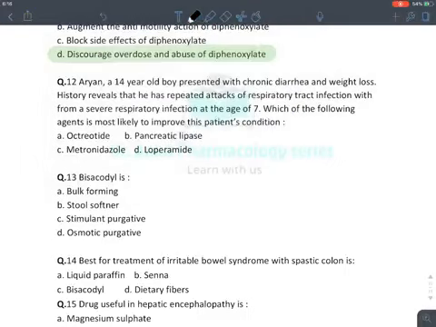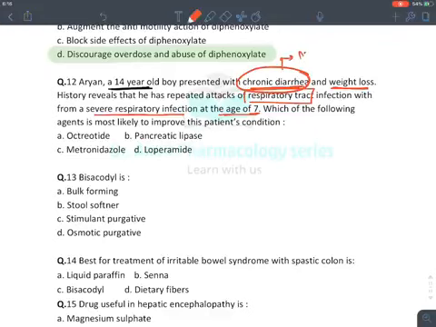Aryan, a 14-year-old boy, presented with chronic diarrhea and weight loss. History reveals repeated attacks of respiratory tract infection, with severe respiratory infection at the age of 7. That means from birth, that child is having continuous attacks of lower respiratory tract infection. And the child is having chronic diarrhea. Chronic diarrhea means there will be malabsorption.